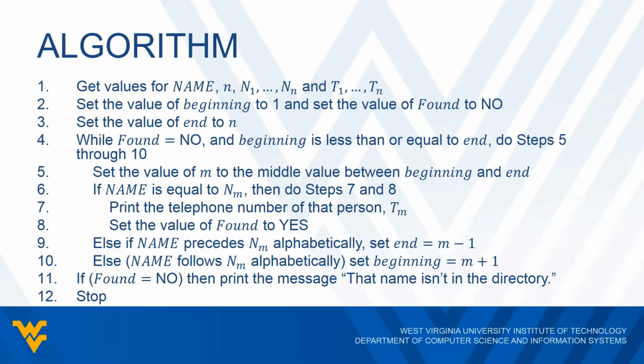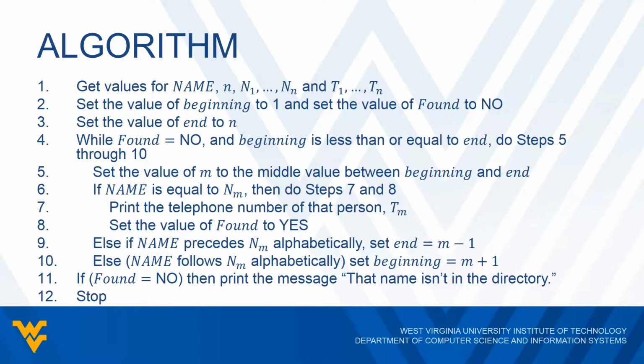And if the name is equal to nm, then we'll print the phone number tm and we'll set found to yes. Now, if that's not the case, then that means the name that we're looking for either comes before nm or after nm. So depending on that case, we're going to change either the beginning or the end. So if name precedes nm, so if it comes before nm, then that means we're going to set end to m minus 1. We don't set it to m because we know m's not what we're looking for, so we only need to consider the list from items 1 to m minus 1.